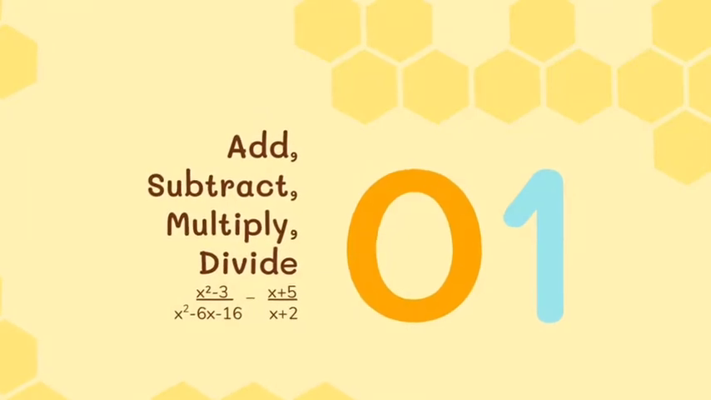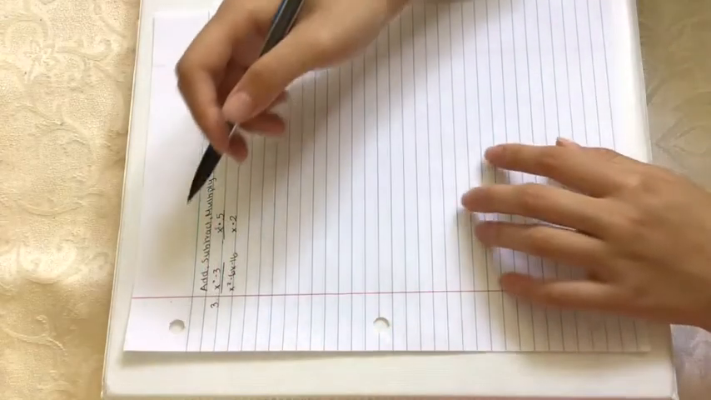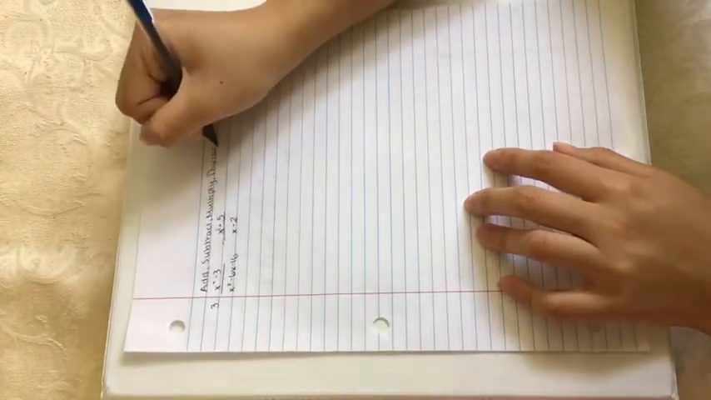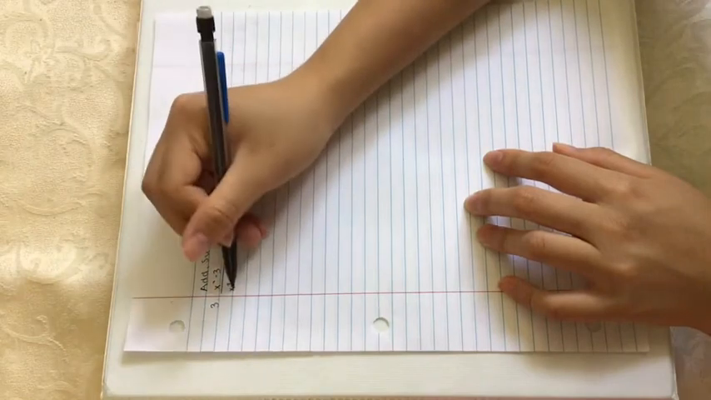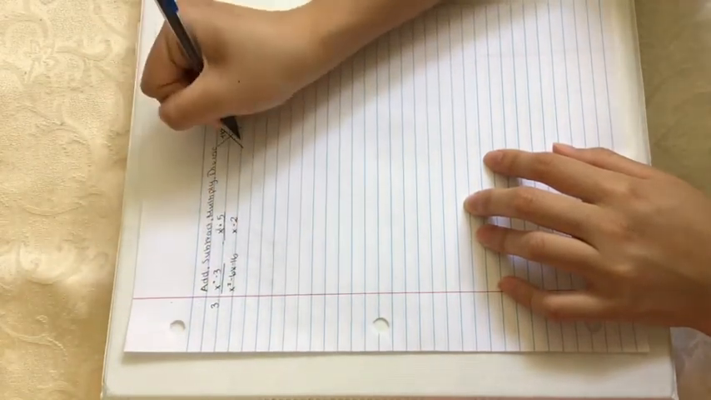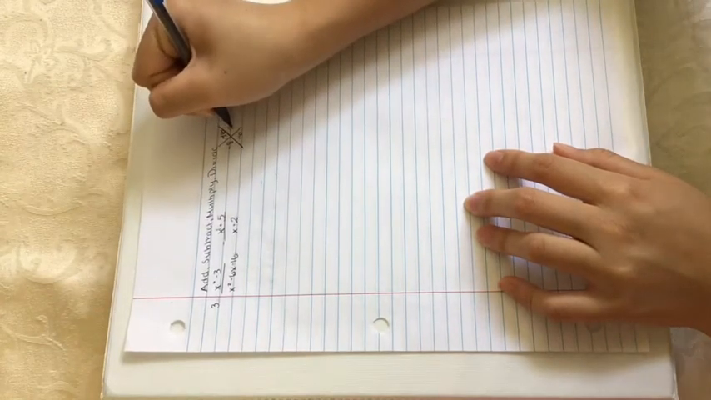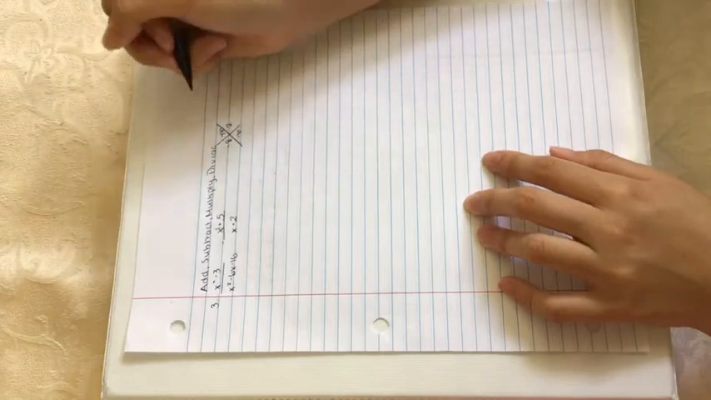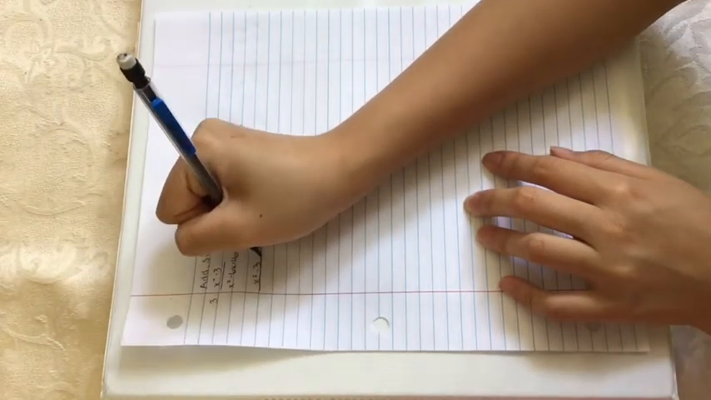For example 1, I'm going to be doing problem 3. First off, we want to factor, and so I'm going to be using the diamond method. Negative 16 times 1 is negative 16, and then negative 6 goes on the bottom. Then we want to find what multiplies to be negative 16 and adds to be negative 6. So that's negative 8 and 2. So I'm just going to rewrite that.